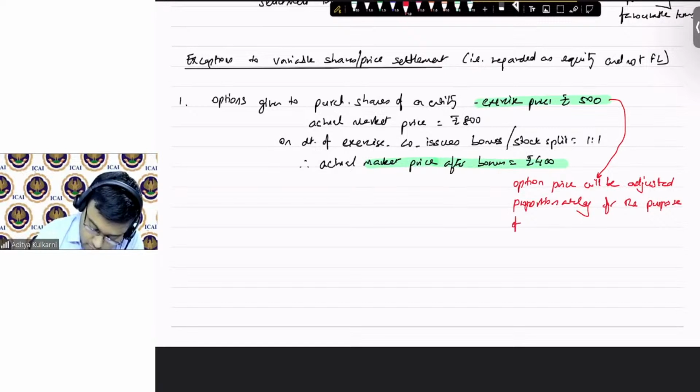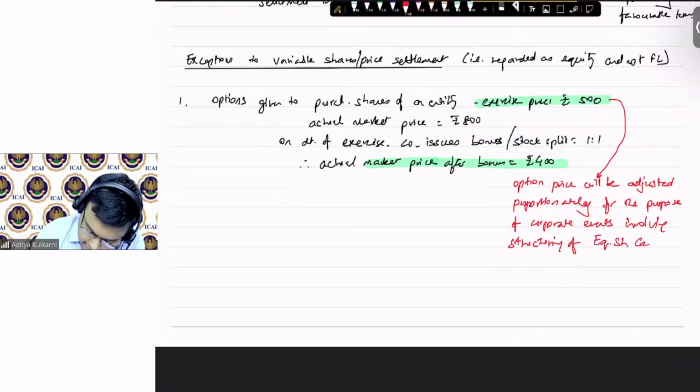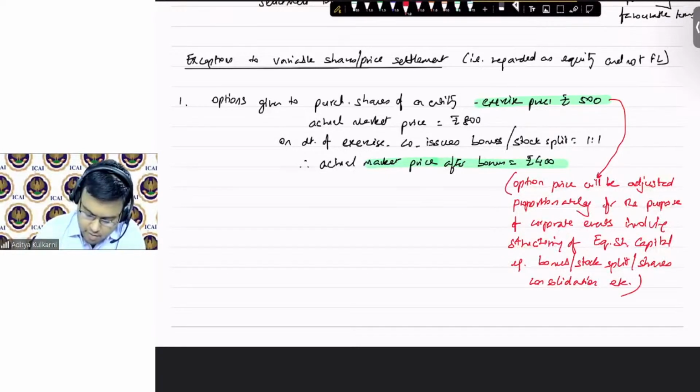for the purpose of corporate events involving structuring of equity share capital. Example, bonus, stock splits, consolidation, not straight consolidation, shares consolidation, etc. Okay. So option price.